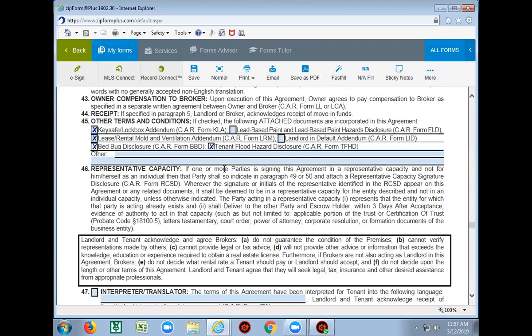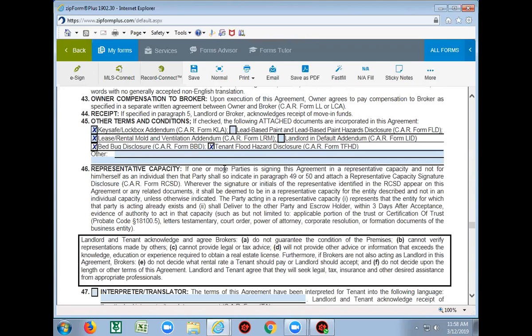43, owner compensation to broker. Upon executing this agreement, owner agrees to pay compensation to broker as specified in a separate listing agreement between the owner and broker. So that's an LL, lease listing, or LCA. 44, receipt. If specified in paragraph 5, landlord and broker acknowledge receipt of the move-in funds. So usually we just initial on paragraph 5 and say we already received the funds, or you make a copy of the check and sign it with your signature and say I received this money, and get the copy to the tenant or tenant's agent.